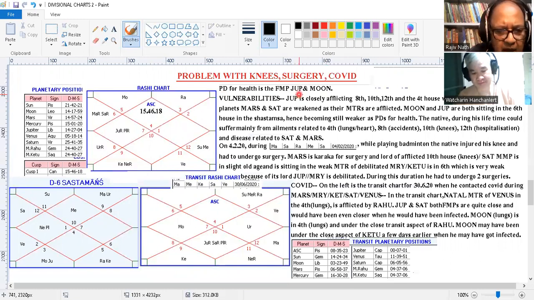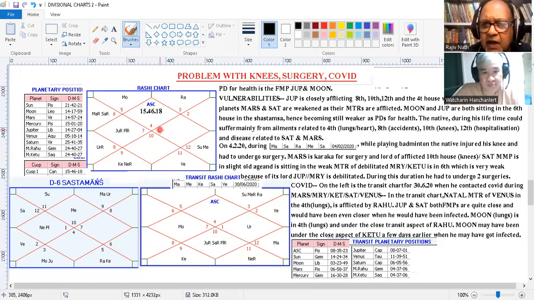Why? Because Jupiter is the lord of the sixth house, and Moon is the lord of the Lagna. Both have Mool Trikona Rashis, so they are determinants for health. Now, what are the vulnerabilities?